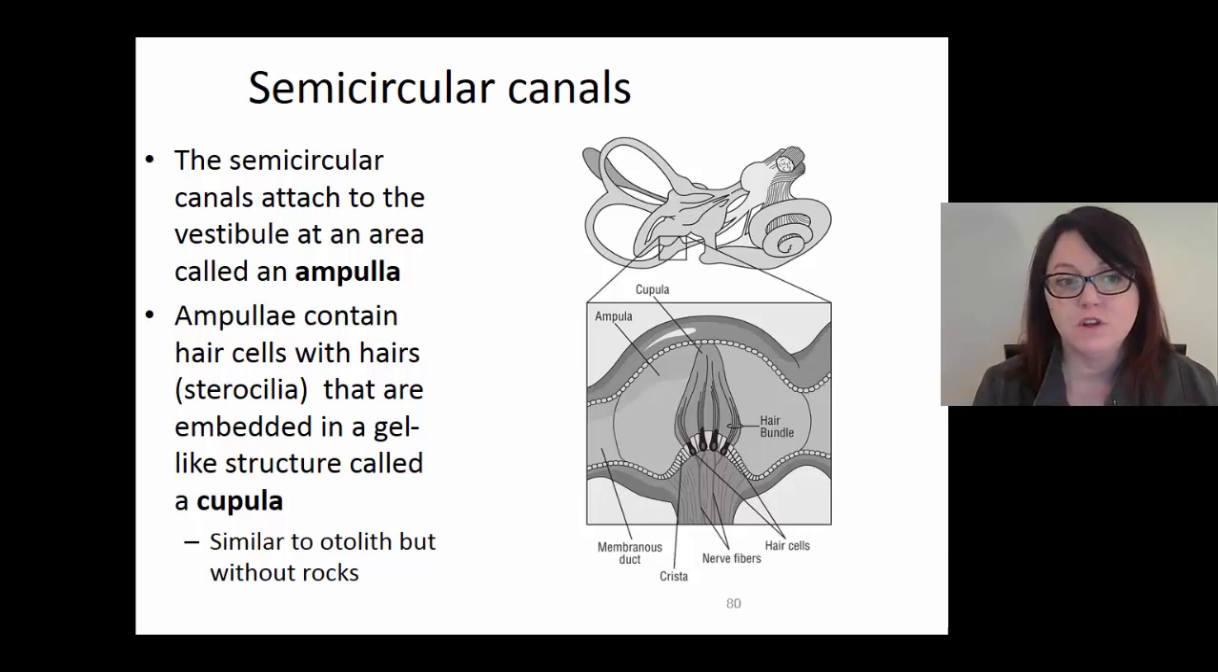So the semicircular canals are actually attached to the vestibule. And where the semicircular canals attach to the vestibule, there's like a swollen area, and this is called an ampulla. And within the ampulla, we have hair cells, and the hair cells have hairs that are embedded in a gel-like structure called a cupula. So this is very similar to what we saw with otolith, but the difference is there are no rocks here. So we have hairs embedded in a gel-like substance.